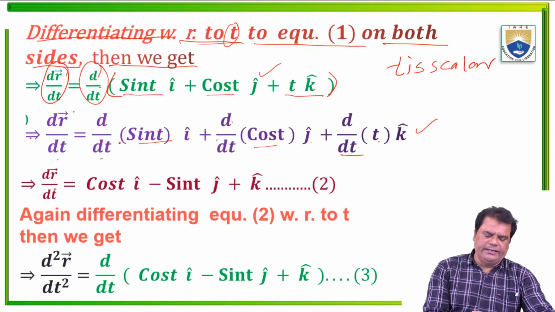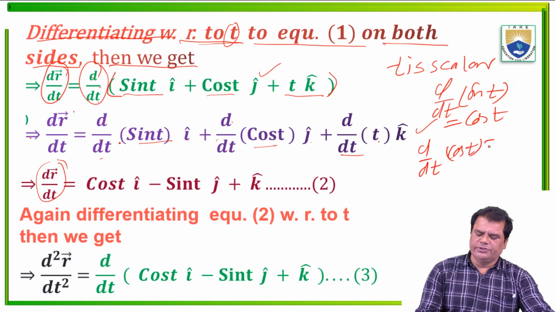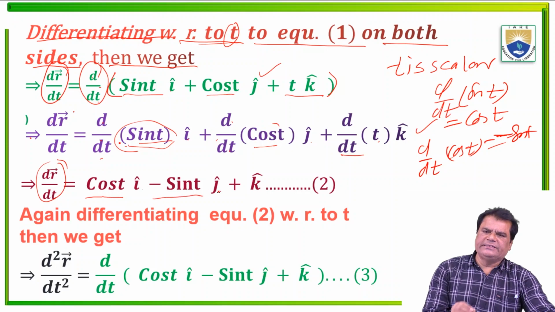So this implies dr over dt equals d over dt of sin t, this is cos t, and d over dt of cos t, this is minus sin t. Writing this formula here, differentiation of sin t with respect to t is cos t into i, differentiation of cos t with respect to t is minus sin t j, plus differentiation of t with respect to t is 1, so we write here k. So i cap, j cap, k cap: cos t, minus sin t, and plus k.